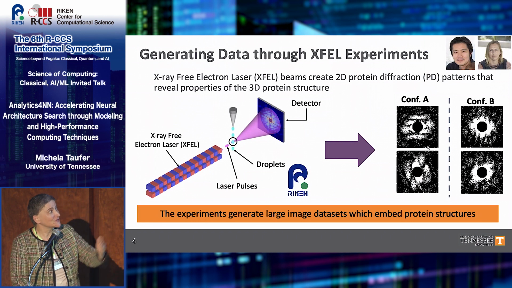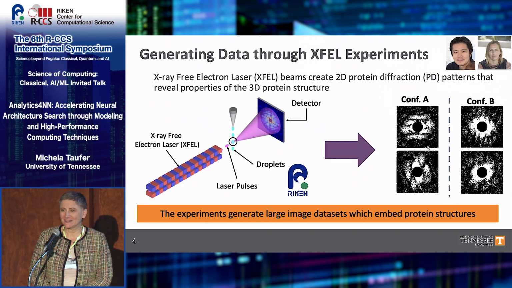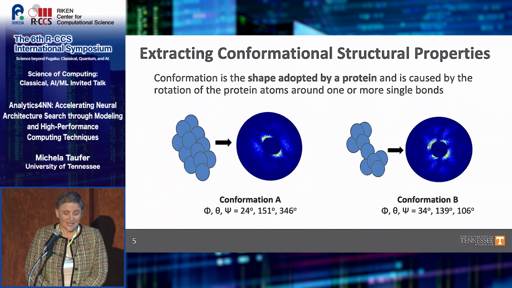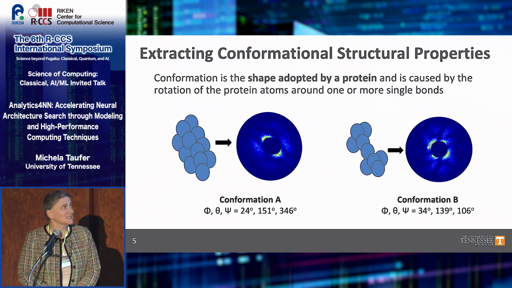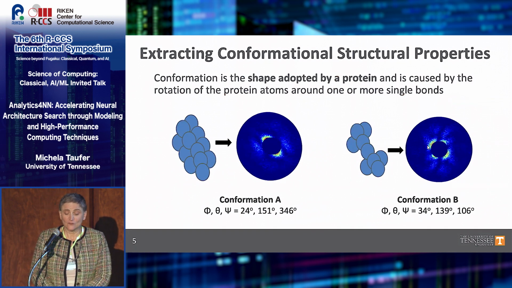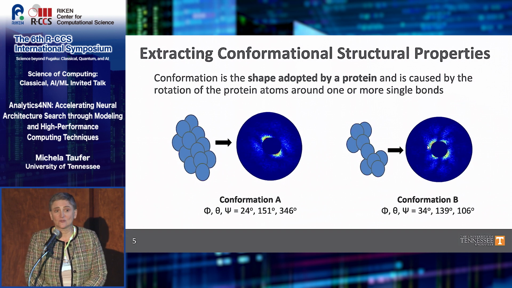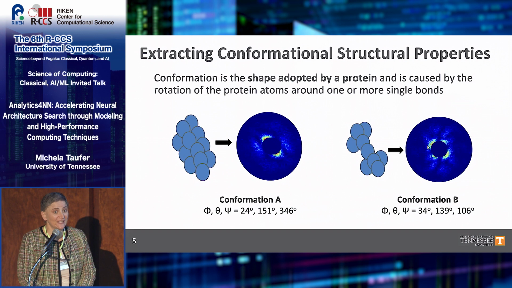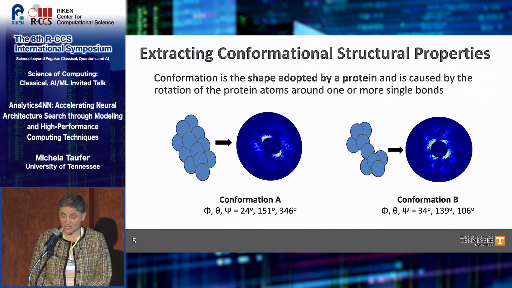However, as you see here, this kind of picture is not easy to read from the point of view of a human being. And what is it that we want to identify? This is an example of information we want to capture, which is the conformational structure of the protein. So we can have different proteins, and we want to understand what their three-dimensional shape is.